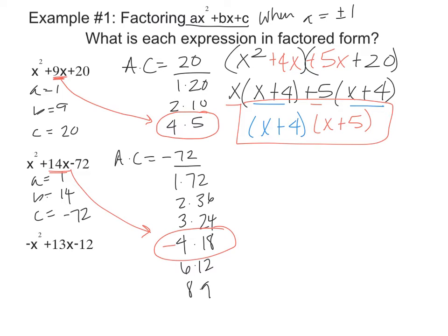So let's do that. Remember, you write the first one, which is x squared, and you write the last one, which is negative 72. And then we're going to put negative 4x. Oops.